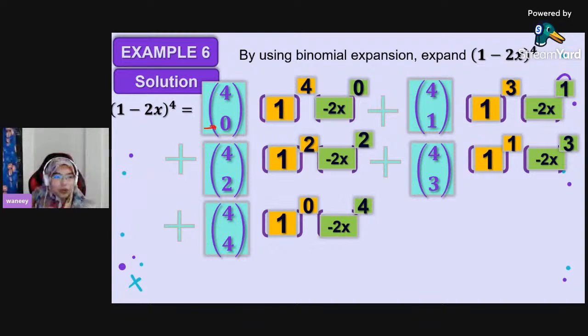So 4, 0. This one simply means 4C0. So you should use your calculator, write down the 4 first, and then shift divide. So they should come out the C and then 0, which the answer will give you 1. And then for C1, the answer will give you 4. For C2, the answer will give you 6. And then for C3, another 4. For C4, that is 1.